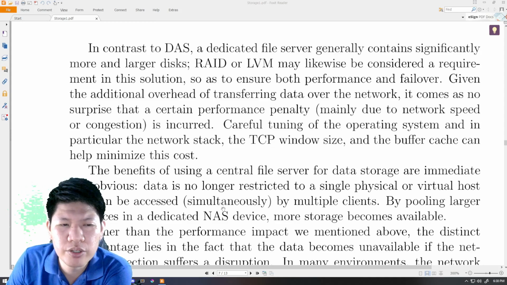As a continuation of our discussion, we talk about the contrast with direct attached storage.